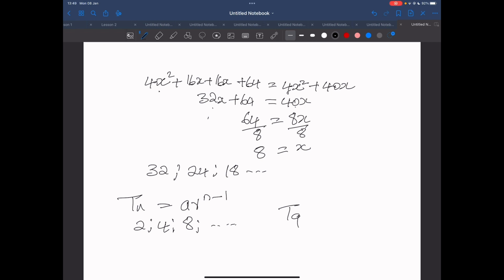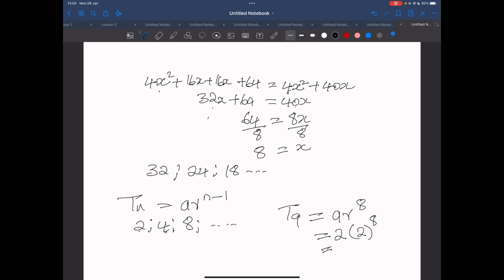So we will say term number 9, we put 9 here. So we know that term number 9 will be AR exponent 8 because it's term number 9. So we substitute the A and the R. In this case, A, which is the first term, is 2. And then R, we have already done it, is 4 divided by 2 or 8 divided by 4, which is also 2. And then this is to the power 8.